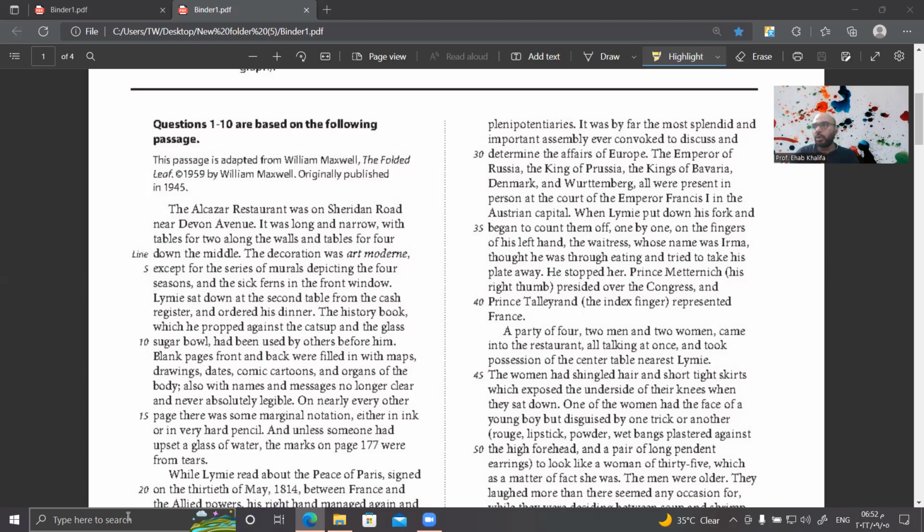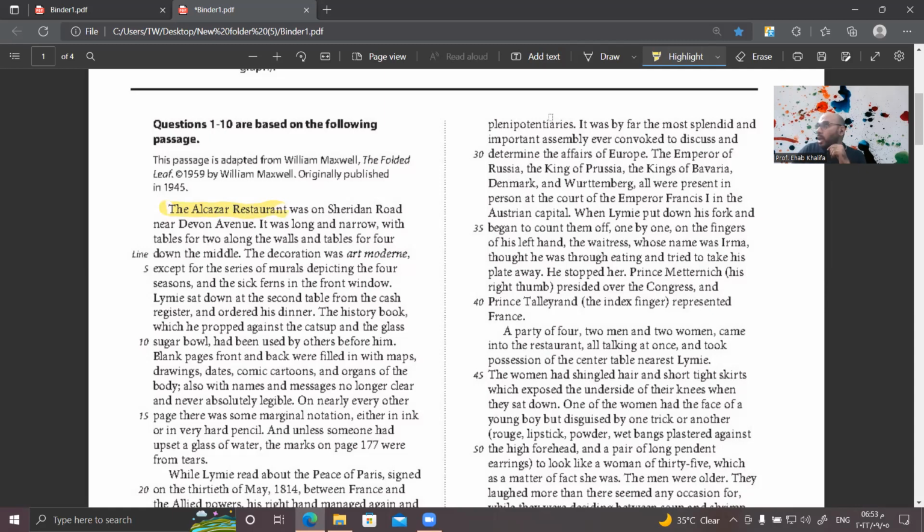Not all of what you read is important, of course. This is the first paragraph. See now how we deal with the first paragraph. Alcazar restaurant: this is a literature passage, so the setting is important. This is Alcazar restaurant. What do we notice now? By the way, if I do not highlight something, it is not important. I highlight the important stuff only.